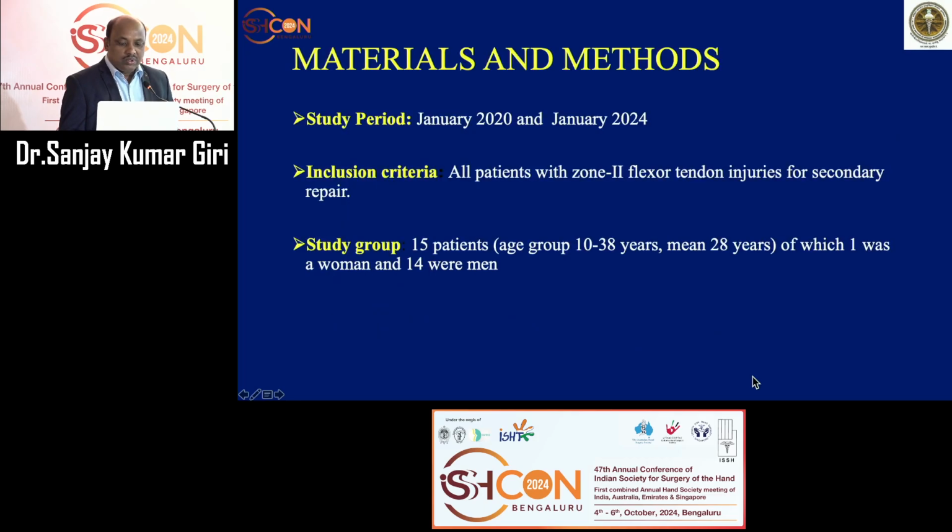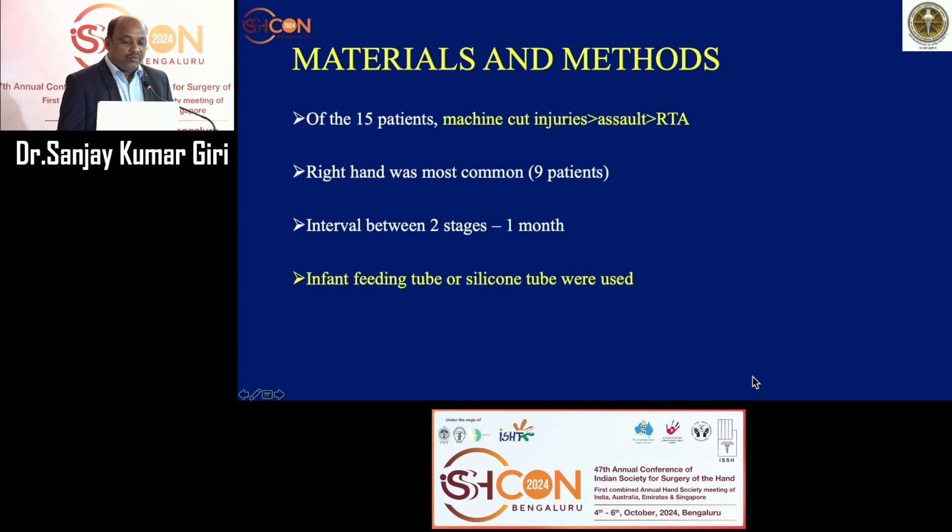Our study was between January 2020 and 2024. All the patients included had zone 2 flexor tendon injuries for secondary repair. There were 15 patients, aged 10 to 38 years, with a mean age of about 28 years, of whom one was a woman and 14 were men. Most were cut injuries, some were assaults and some were prior tendon repairs. The right hand was more common, in 9 patients, and the left hand in 6. The interval between two stages was about 1 month, and infant feeding tube or silicone tube was used.